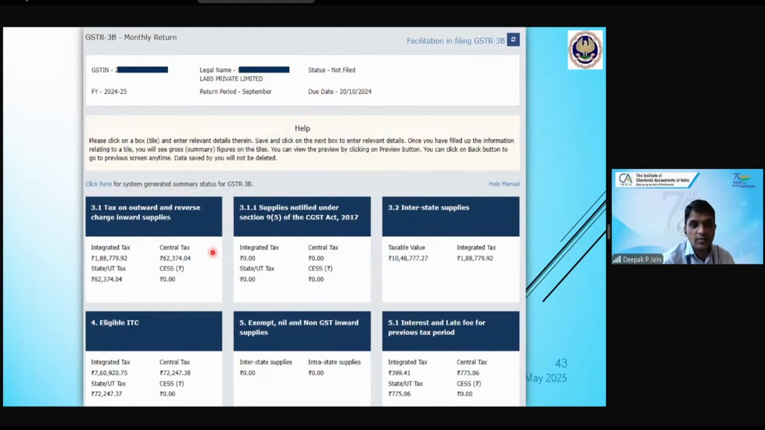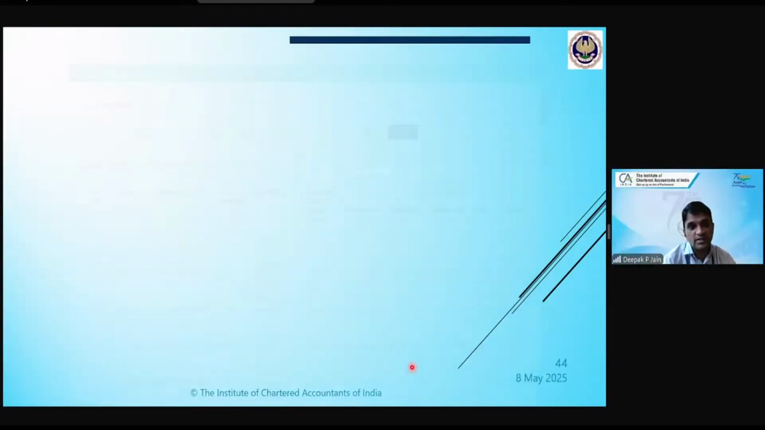In 3B, you have options of tax payable on outward and reverse charge basis, supply which is notified under section 9(5), any interstate supplies, any eligible input tax credit, any exempt, nil rated and non-GST inward supplies, and any interest which is payable. So this is the details of your 3B. Here you have your outward and eligible, and the payment part comes in GSTR 3B.